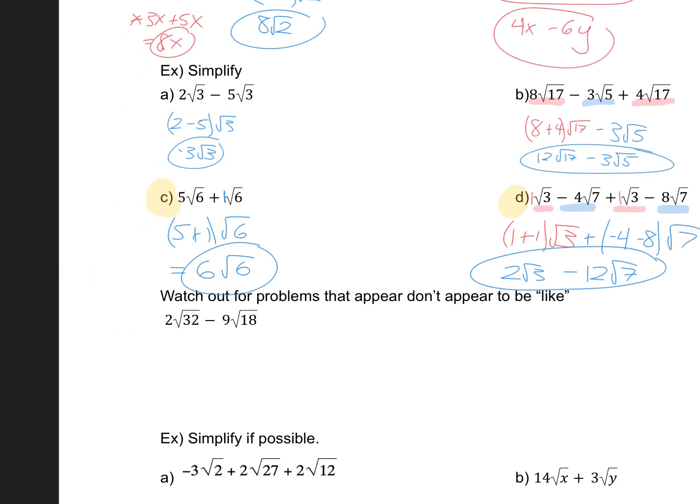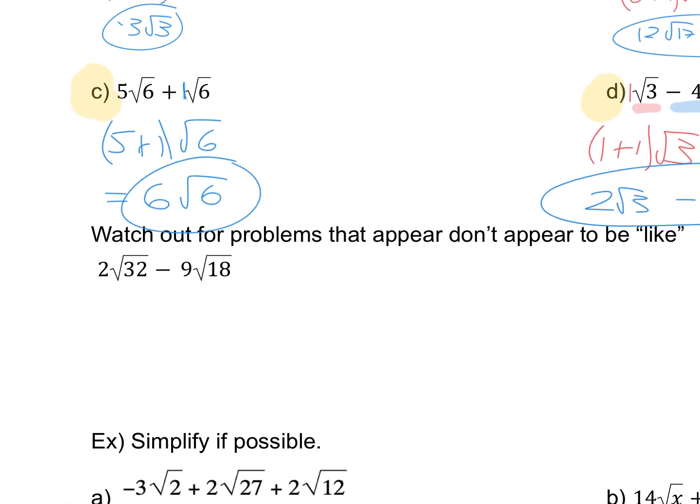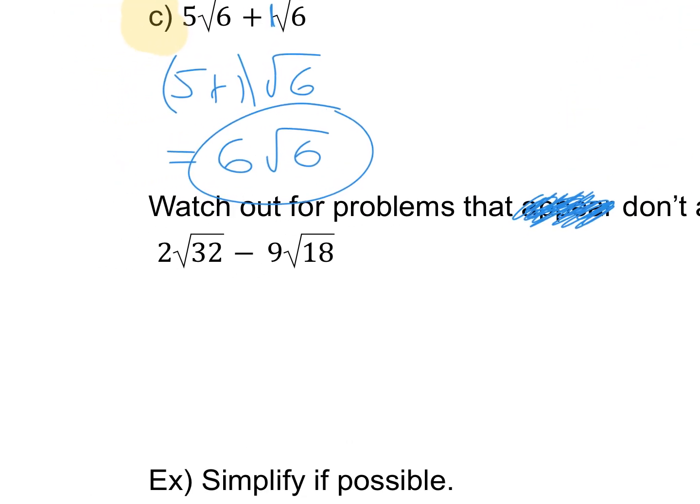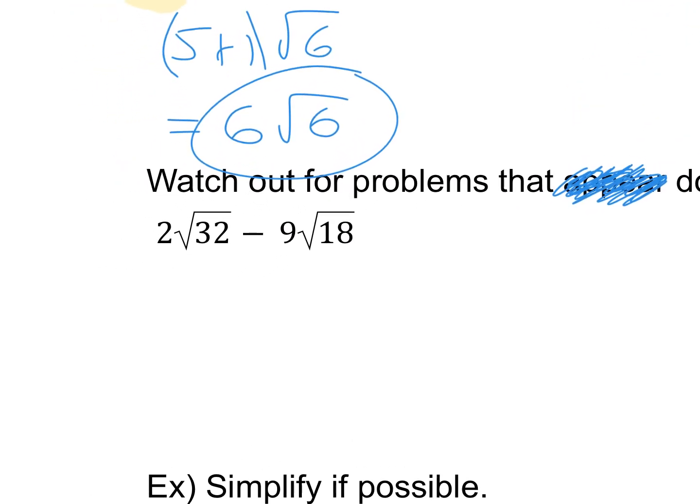Okay, so now we're going to talk about problems that don't look like they're like terms. Watch out for problems that don't appear to be like terms. So in other words, if I look at this expression, 2 square roots of 32 minus 9 square roots of 18, it does not look like those are like terms. The value underneath the square root is different. However, I can simplify the value underneath the square root for those.